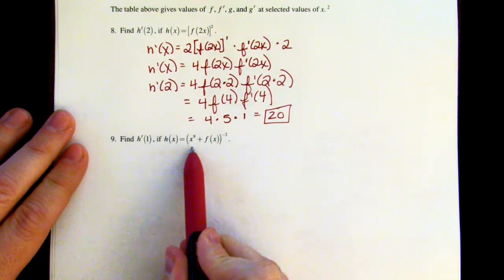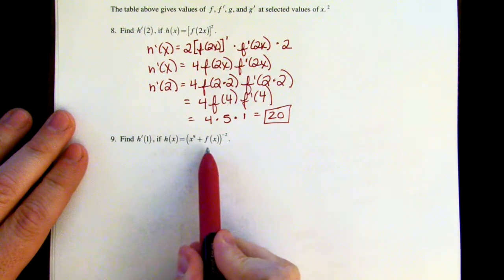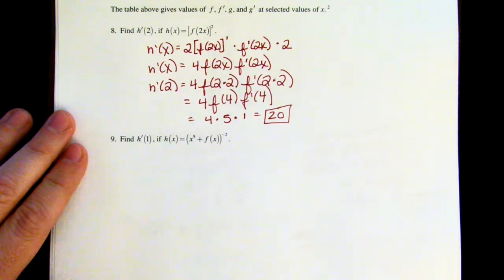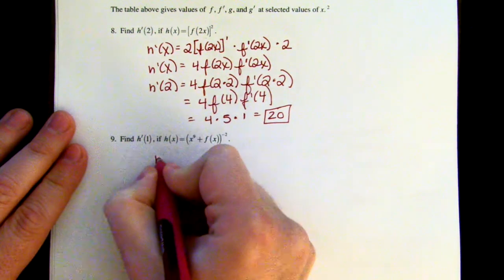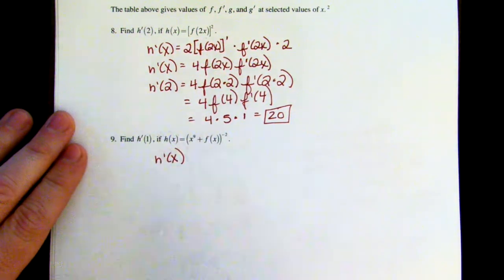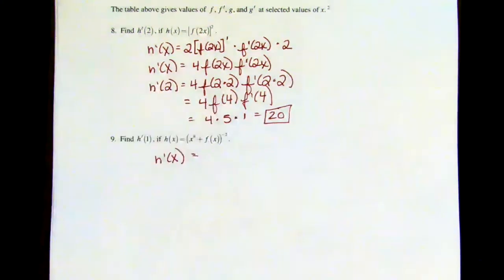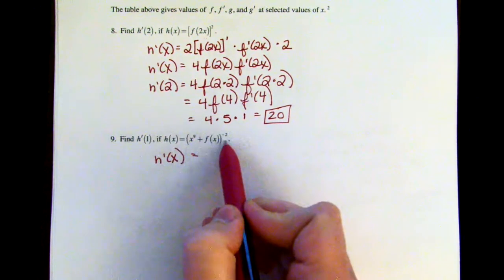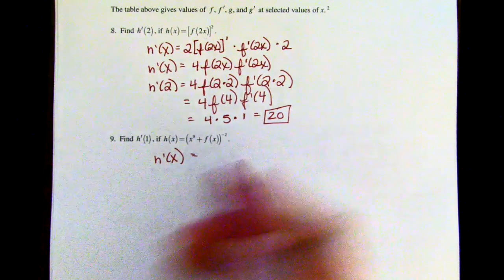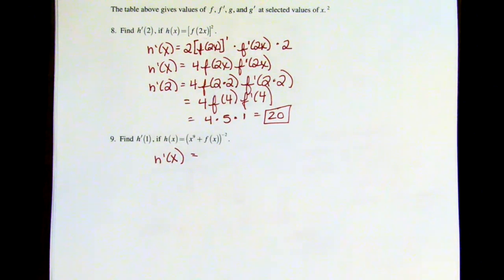h of x equals x to the 9th plus 5, plus f of x, that whole thing raised to the negative 2. We want to find the derivative of this. I'm going to make the video pause. You see what you can do with this. Looks like chain rule to me. Deal with the negative 2. Leave everything inside there. Then multiply by the derivative of the inside. See what you can do.